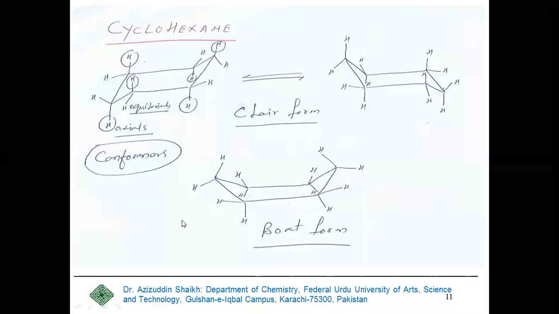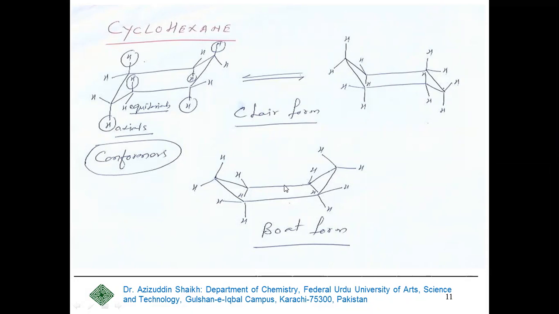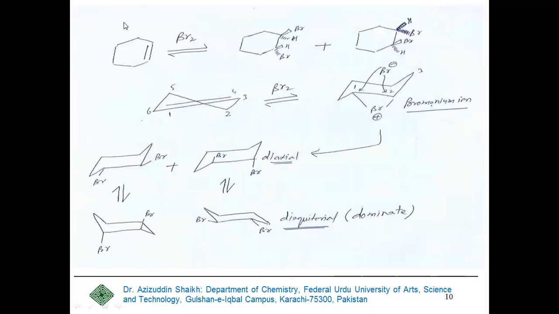And this is the boat form of cyclohexane, chair form and boat form. There are a number of conformers in between the chair form and boat form, but there are two stable forms. The chair form is more stable than the boat form. So here we are discussing the chair form.